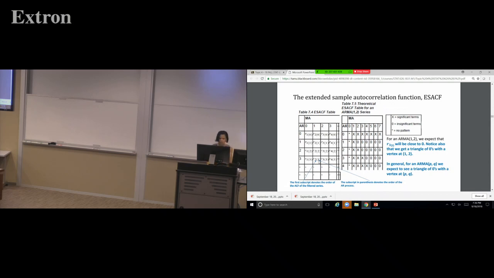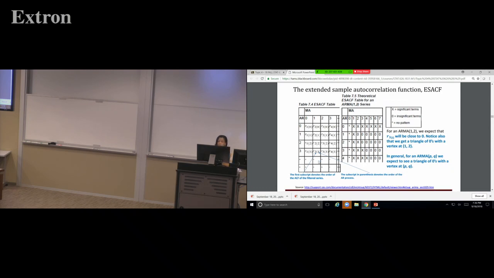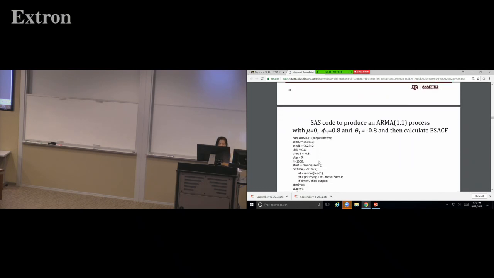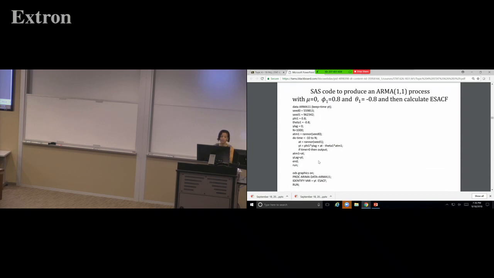Okay. So as I said, this output came from SAS, the help guide, and there's the address. So we can ask SAS to calculate the extended sample autocorrelation functions for us. And here, all you have to do is in your identify statement add the extended sample autocorrelation function option. The default is P 0 to 5, Q 0 to 5. So that's the default. You can extend those if you want it to be larger than that.